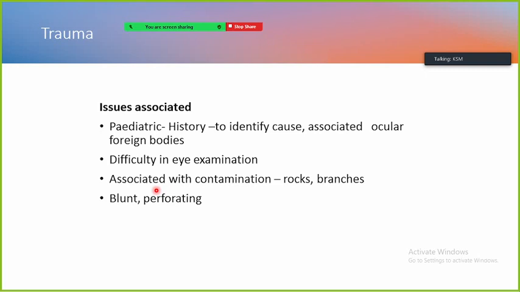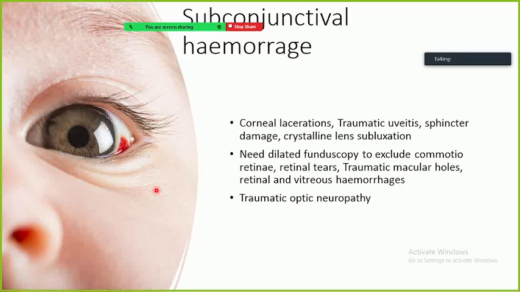And when it comes to trauma, especially in a child, sometimes it's difficult to identify a cause, and the child is not very cooperative. Examination is difficult, and they play around with various things. Rocks, branches can damage the eye, and it might be a blunt or a perforating injury. So you have to be a little careful in handling children, and you have to do a thorough job.